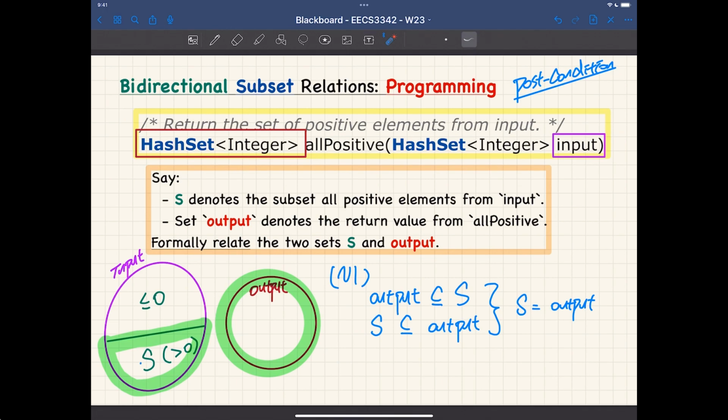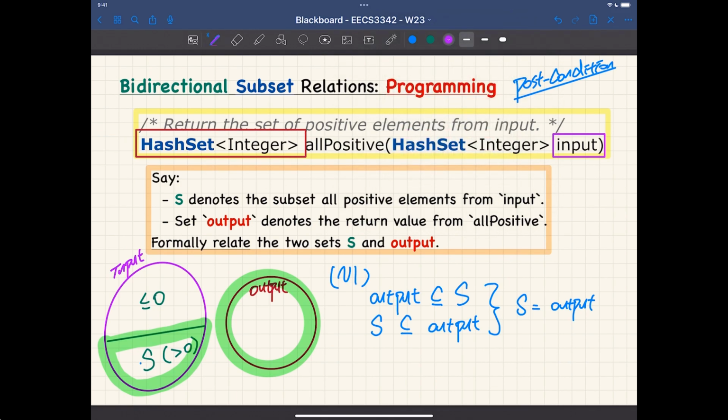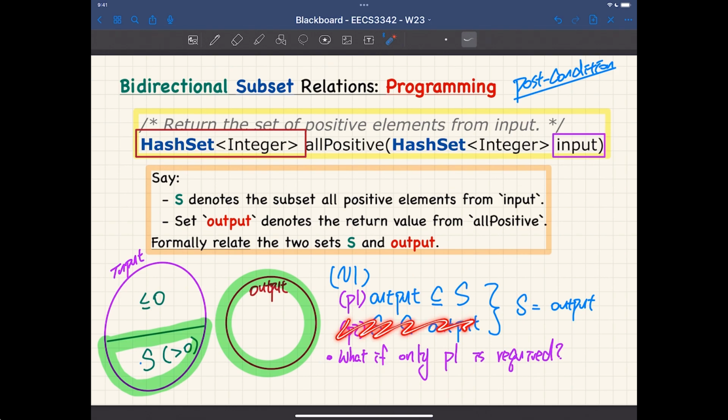Let me go a little bit further, and I'll give you version number 2. Let's call this post condition number 1, post condition number 2. Okay, let's talk about the evaluation. Number 1, what if only P1 is required? Then let's say we don't have P2 for now. If only P1 is required, are we going to allow any illegal scenario to occur?